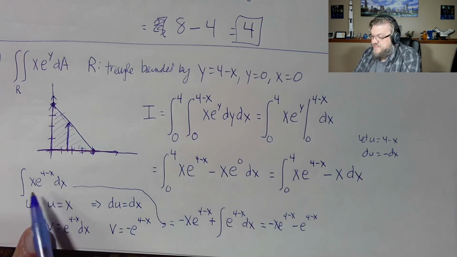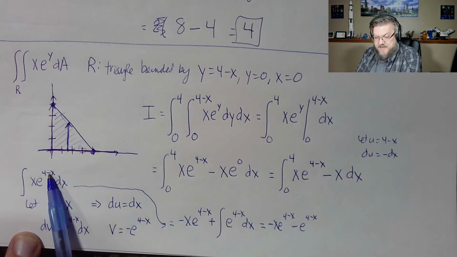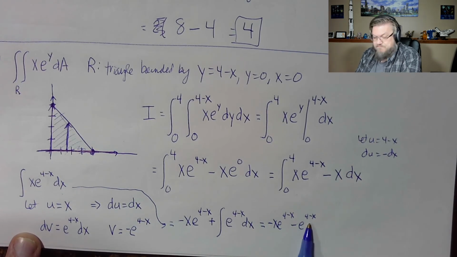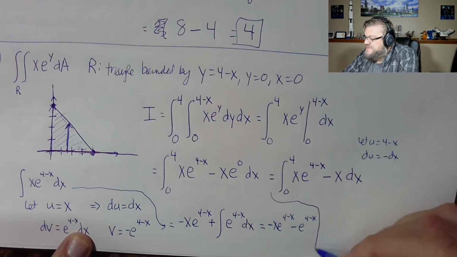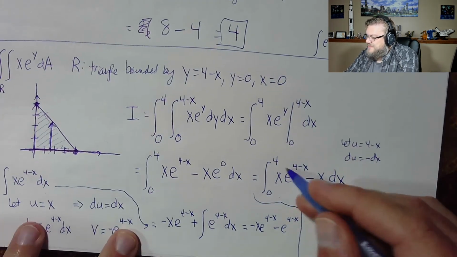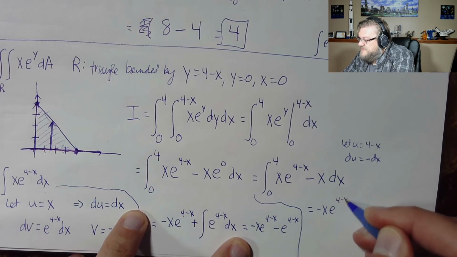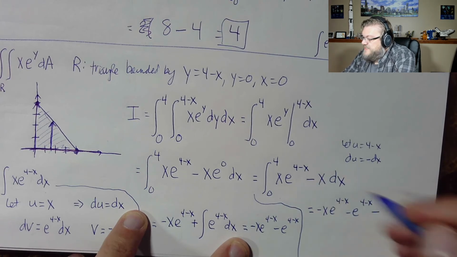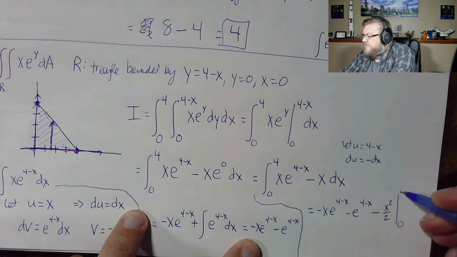Okay. So I at least got the antiderivative that I was seeking. The antiderivative of x e to the 4 minus x is negative x e to the 4 minus x minus e to the 4 minus x. Okay, thanks to integration by parts. Let's continue on. So now, my antiderivative of this is going to be this mess, negative x e to the 4 minus x minus e to the 4 minus x minus the integral of x, which is x squared over 2. Evaluated from 0 to 4.